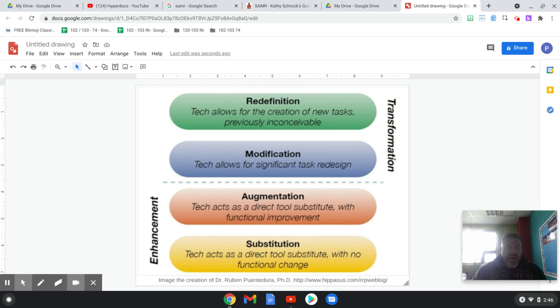All right, guys. So we're looking at SAMR, right? SAMR is a technology integration concept that goes with teaching, and this is one of the things that we kind of need to really work on, but really as teachers, to get technology into our lesson plans, right?